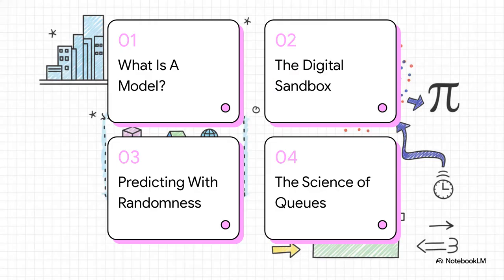So, here's our game plan. We're going to start with the basics. What even is a model? Then, we'll see how to bring one to life in a simulation. After that, we'll explore how randomness can actually be a super powerful tool. And we'll wrap it all up by applying this to a problem we all know: waiting in line.